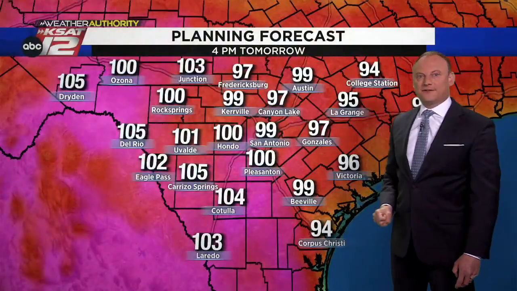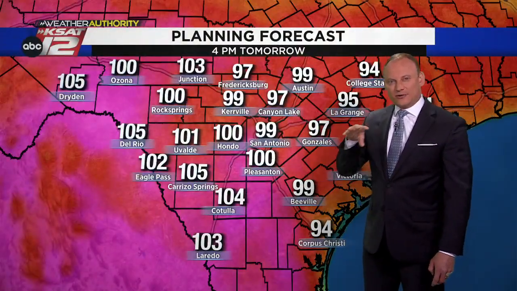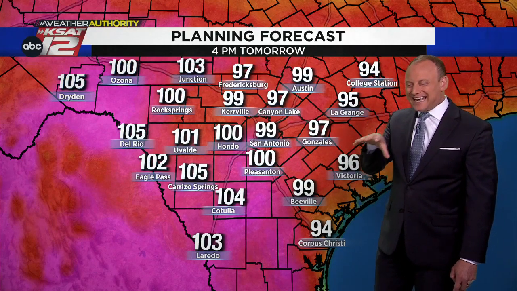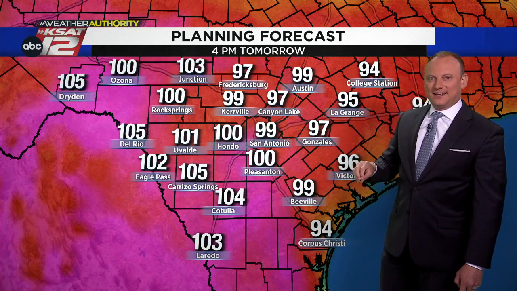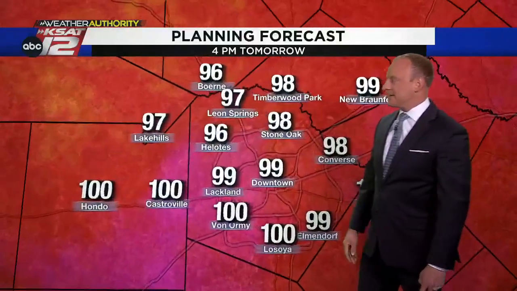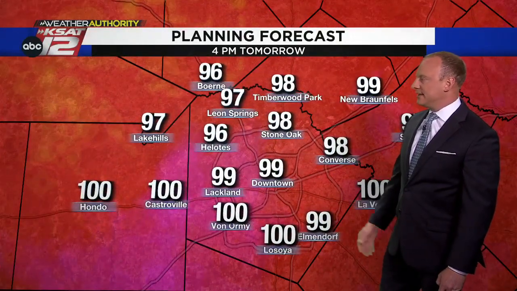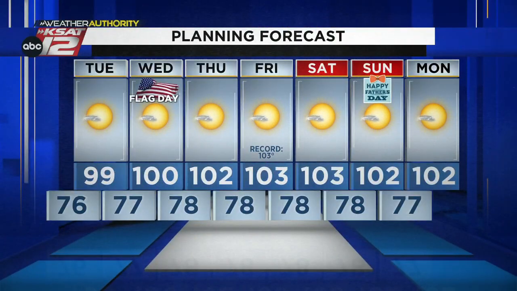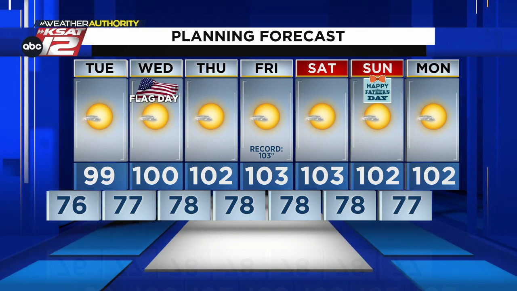Tomorrow we'll start the day with the low clouds at 76, then make it to 99 with a lot of sunshine for the afternoon. Another wild card is the low cloud cover early in the morning. Exactly how long that sticks around can limit our heating a bit. But tomorrow, triple digits west of town, even Hondo, Castroville 100, Elmendorf about 99 for the high temperature. And we get into Father's Day weekend, good pool weather, splash pad, whatever you can find. Find a pool. Mm-hmm.